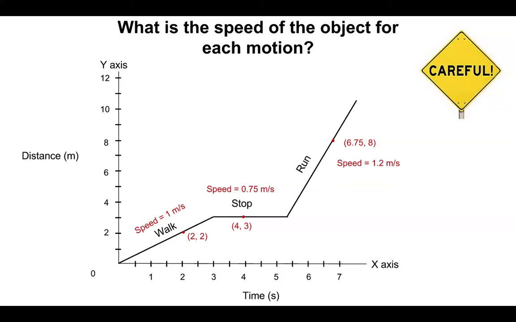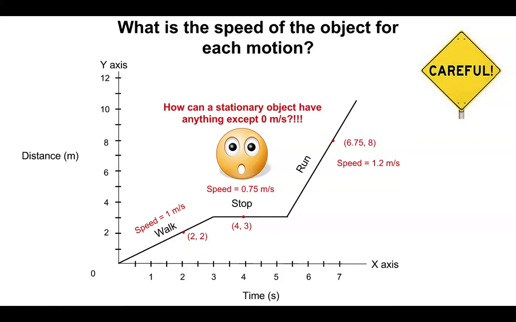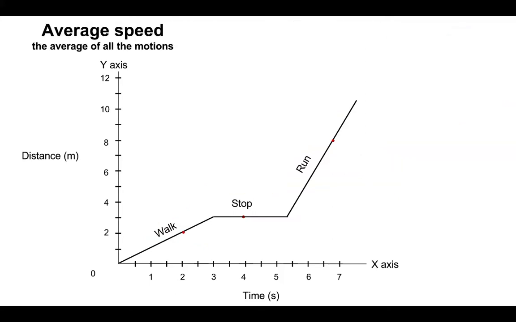Whoa, something is really weird here. If I'm stopped, how could I have something greater than or anything but 0? Stationary objects don't have anything but 0 for their speed. That's because what we just did was called average speed. So it's the average of all the motions.